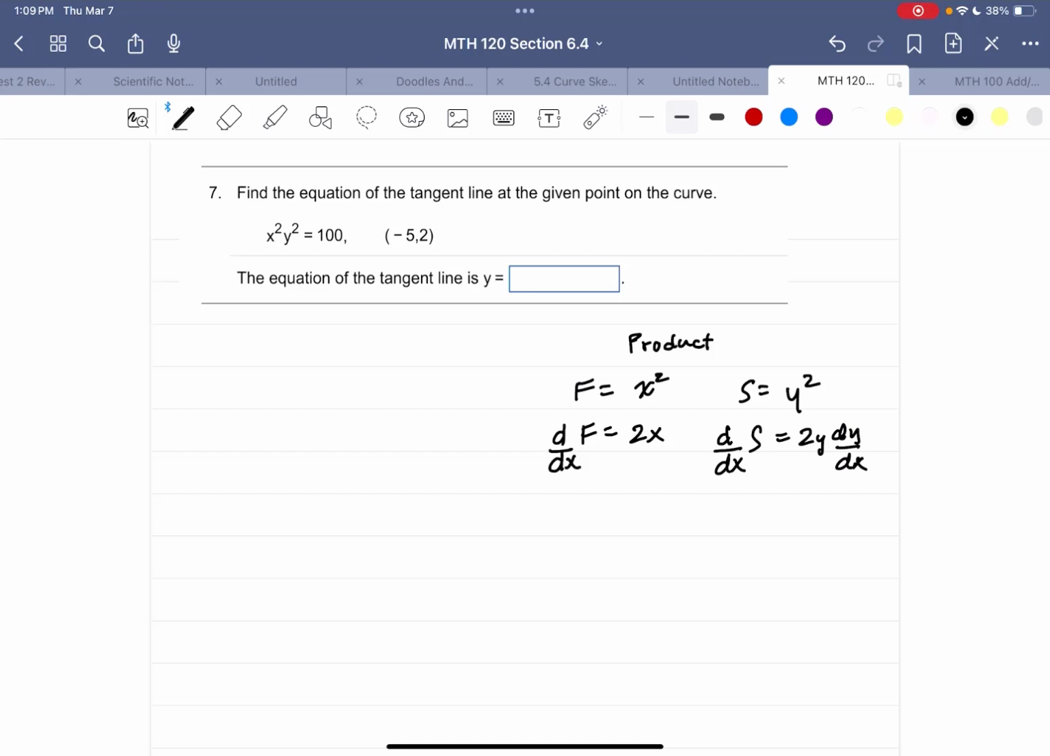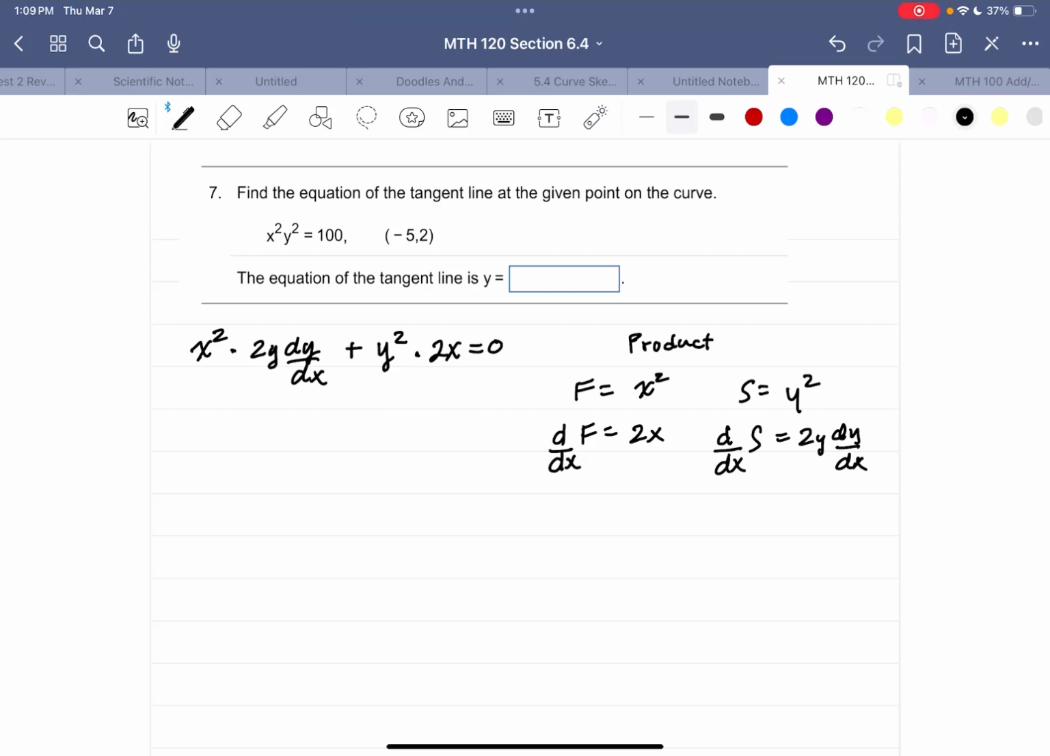So using the product rule, we're going to have our first, x squared, times the derivative of our second, 2y dy/dx, plus our second function, y squared, times the derivative of the first, 2x, equal to 0.